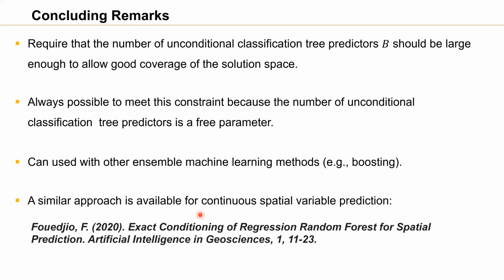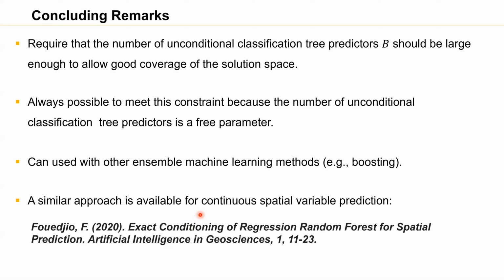Now, because the target variable is continuous, you are going to use the regression random forest. So again, you are going to have an ensemble of unconditional tree predictors. Now we would like to match exactly to the data. But here, the difference is that matching data will be equivalent to having a system of equalities.